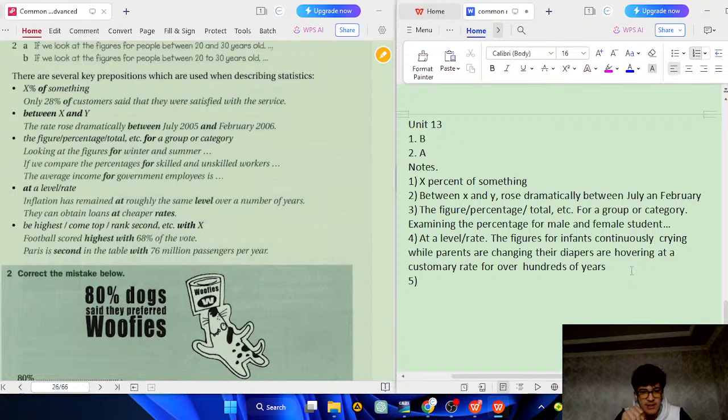Paris is second in the table with 76 million passengers per year. The highest come top and rank second.